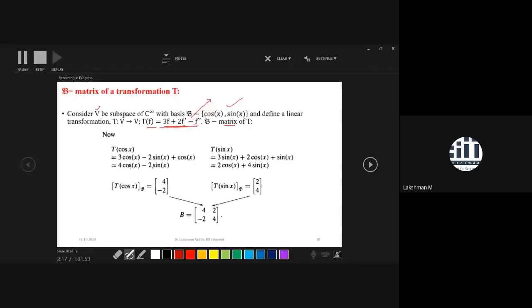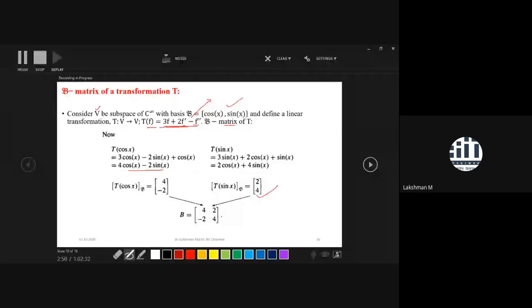With respect to this basis, what is the coordinate of this image of cos x? Here it is 4 times cos x minus 2 times sin x. So the coefficient of cos x is 4, and the coefficient of sin x is -2. So the coordinate of T of cos x with respect to this basis is (4, -2). Similarly, the coordinate of the image of sin x would come as (2, 4).